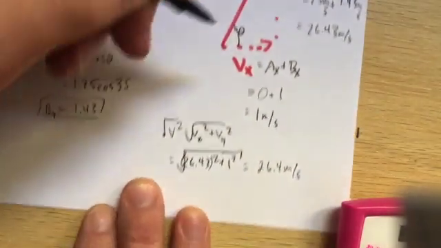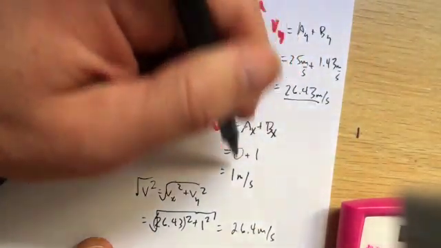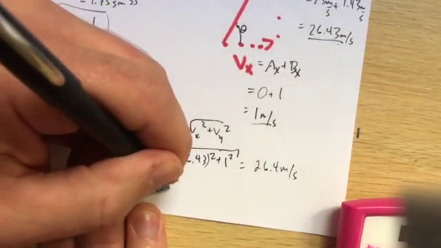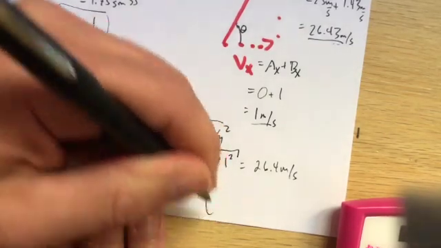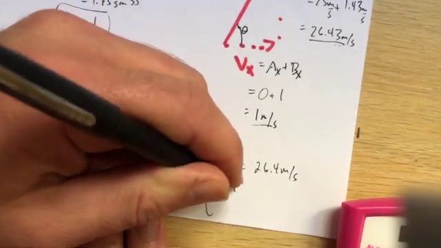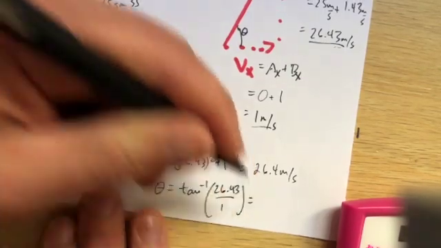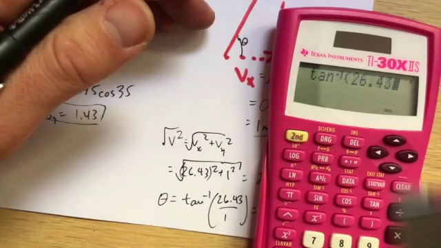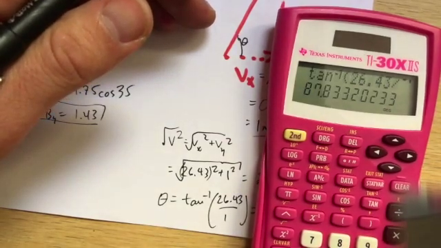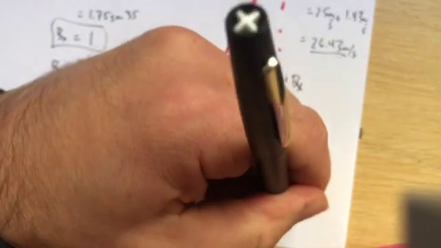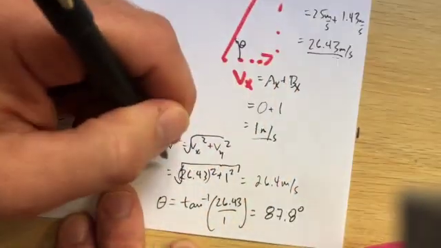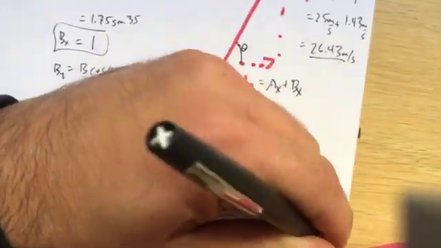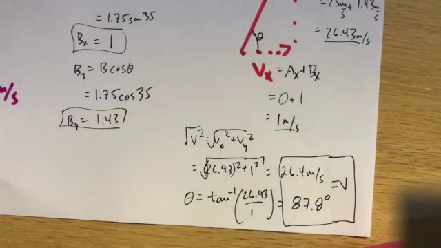As far as the angle goes, I have 26.4 and 1. Let's use inverse tangent. So theta equals the inverse tangent of 26.43 over 1. And I get 87.8 degrees. So this is my velocity. All right, that's it.